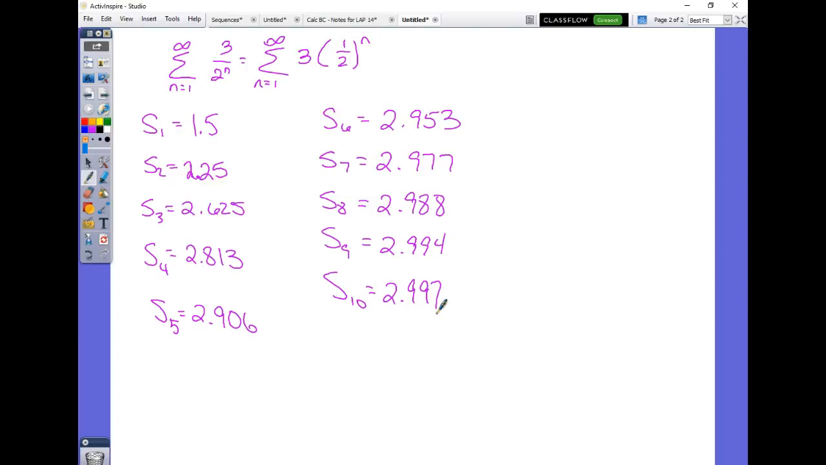Now look at those terms. What do you notice about those partial sums? It definitely looked like they converged to something. Looks like it converges to 3, right? It keeps thinking it might approach 3.